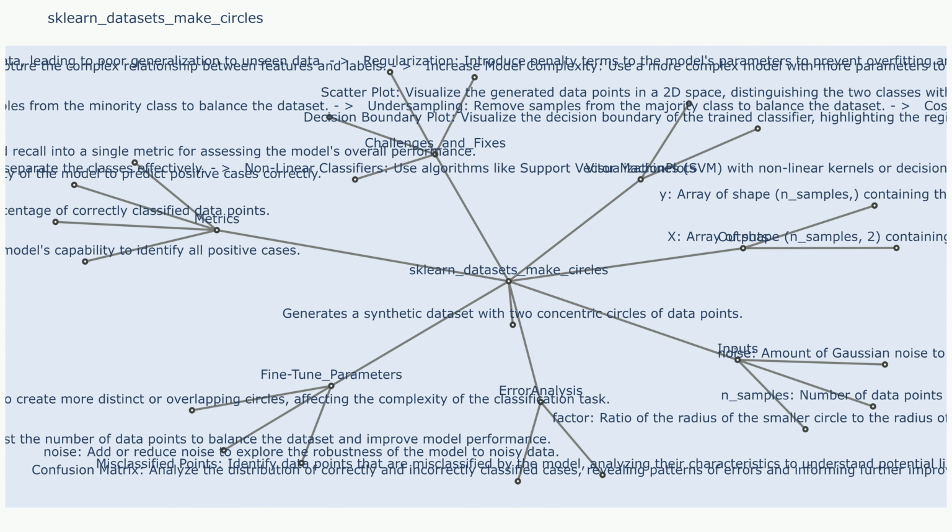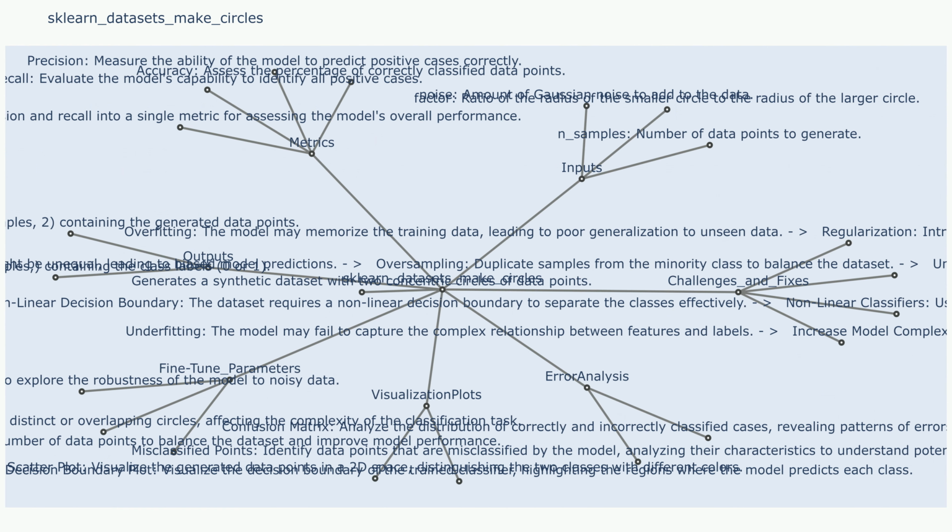Uncertainty methods. Bayesian neural networks: these models can provide uncertainty estimates for predictions, allowing you to assess the confidence of the model's predictions. Monte Carlo dropout: this technique uses dropout during inference to generate multiple predictions, allowing for an estimation of prediction uncertainty. Challenges and fixes.